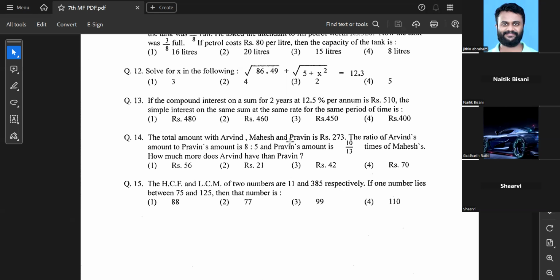The total amount with Arvind, Mahesh, and Praveen is 273. The ratio of Arvind's amount to Praveen's amount is 8:5. Praveen's amount is 10 by 13 of Mahesh's amount. How much more does Arvind have than Praveen? Yeah, I don't remember solving this, so I'll solve this. Total amount, A plus M plus P is 273. Ratio of Arvind's amount to Praveen.